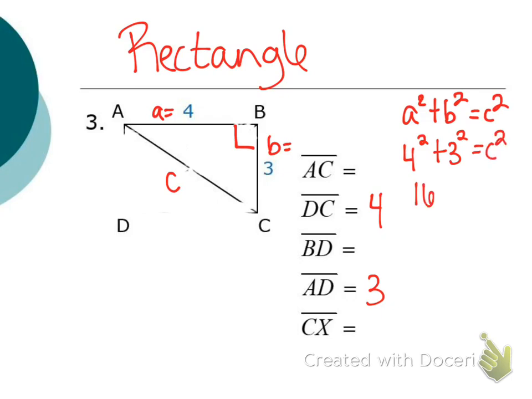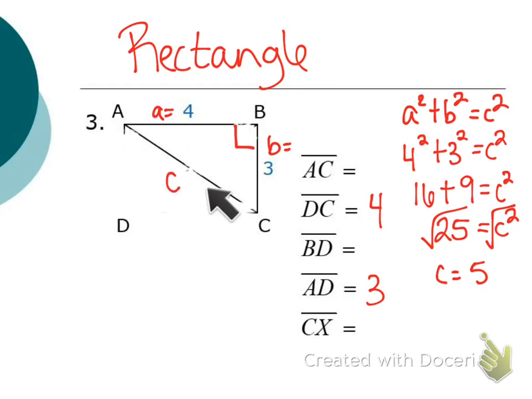4 squared. 3 squared. 16 plus 9. Jaden? 16 plus 9? No, the answer's 5. Okay, I asked for 16 plus 9. Children? What do I have to do to get C alone? Square root, and as Jaden has been trying to tell us, it's 5. So that means that AC has a length of 5, which means that BD also has a length of 5.